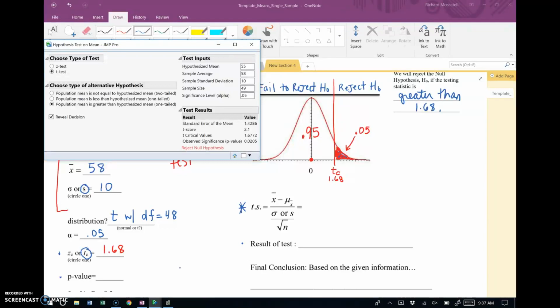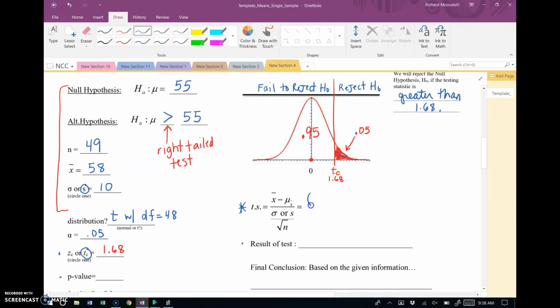It gives you the t-score. Now, what's the t-score? The t-score is this testing statistic. Now, that testing statistic for this kind of a test is either a z or a t, because remember, the values along this axis are t values. All right, so if I was to plug the numbers in, which is x bar, which is 58, subtract 55, over, in this case, s, which is 10 over the square root of 49, if you work that number out, you are going to get 2.1.